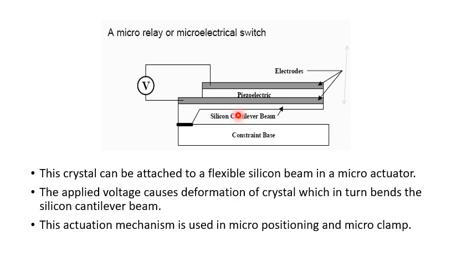Okay, so here you have a silicon cantilever beam which is attached to a piezoelectric material, and this piezoelectric material is sandwiched between two electrodes, and a voltage is applied across the piezoelectric crystal. So when a voltage is applied, it leads to the deformation of the crystal, and as the crystal deforms, it leads to a bending of the attached silicon cantilever beam. Thus actuation is achieved. So this kind of actuation mechanism is used in micro positioning or micro clamp circuits.